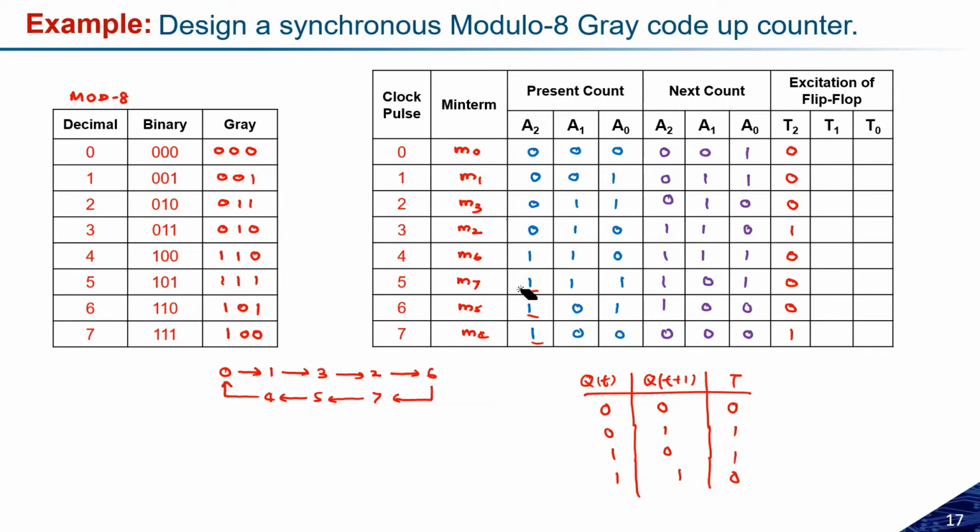Can anyone tell me what the table is for T1 and T0? Based on this, just use this excitation table and try to fill in the values for T1 and T0. I am giving some time to think about this, and then please come to the answer.